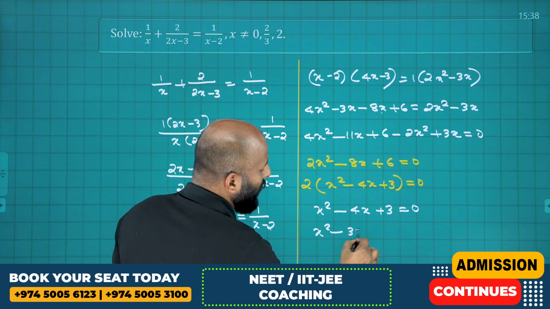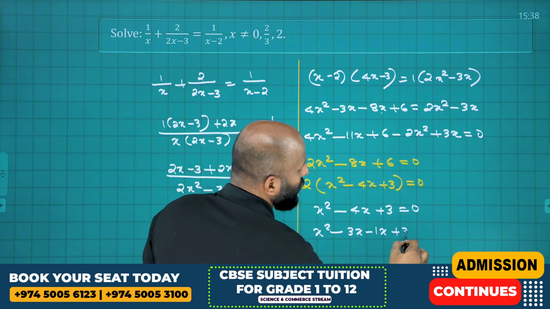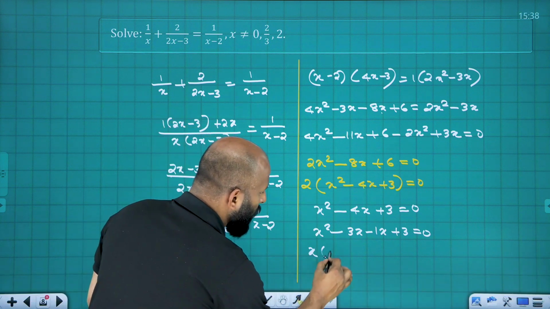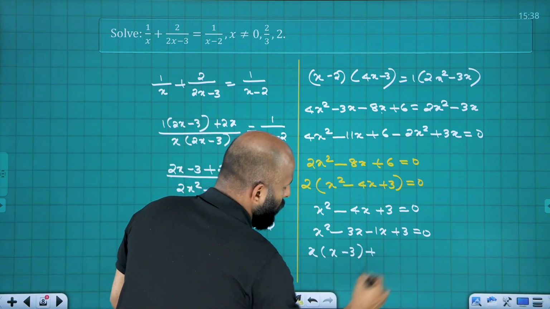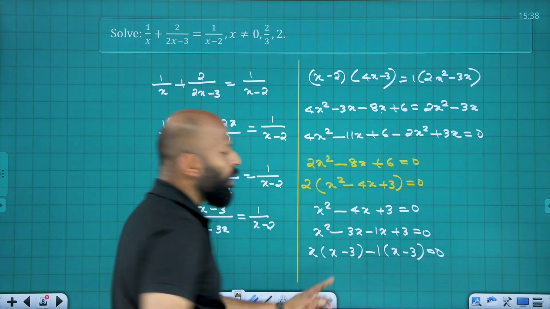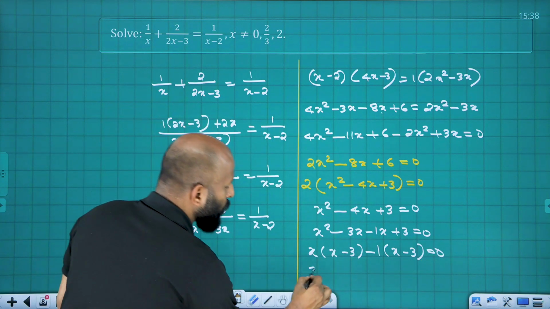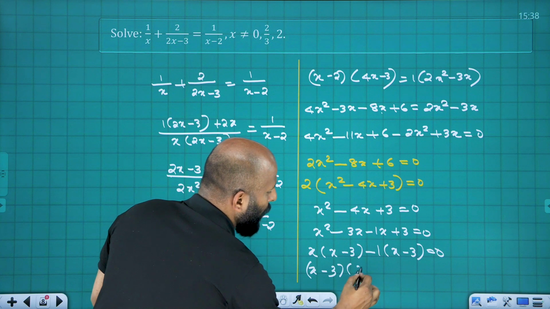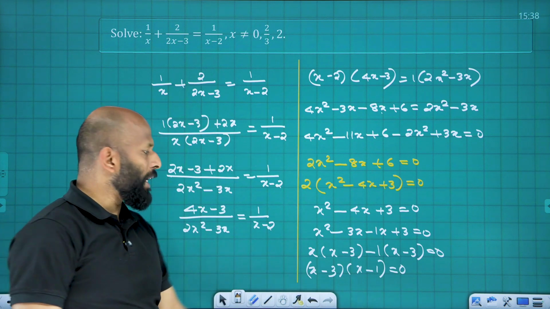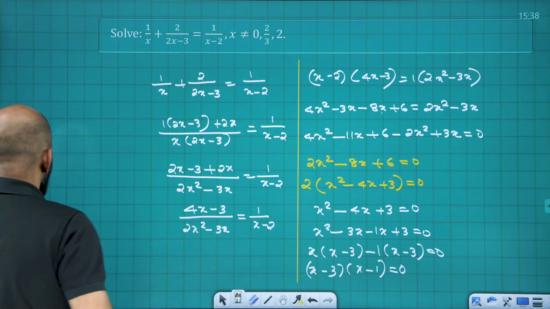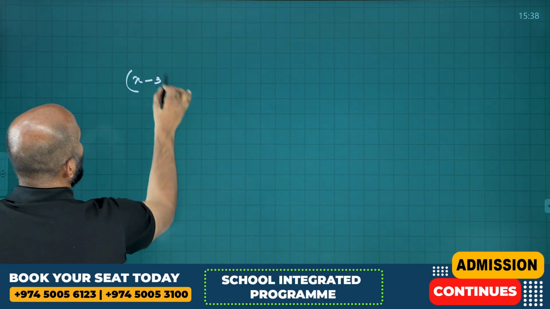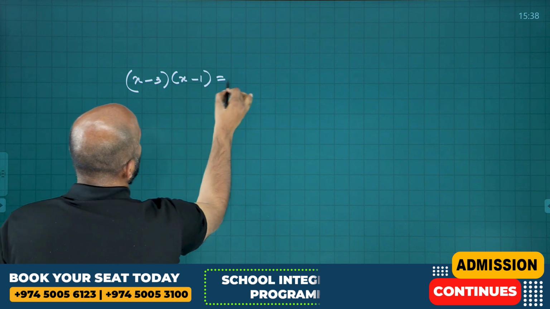x square minus 3x minus 1x plus 3 is equal to 0. Now from the first two terms I can take x common out: x into x minus 3 plus minus 1 into x minus 3 is equal to 0. Now I can take x minus 3 common out. x minus 3 into x minus 1 is equal to 0.